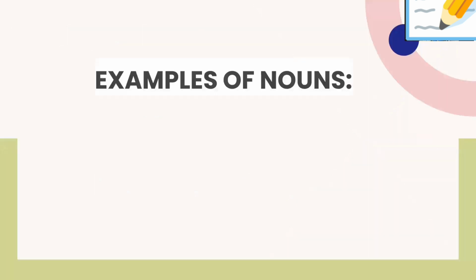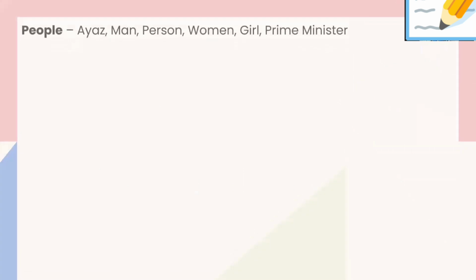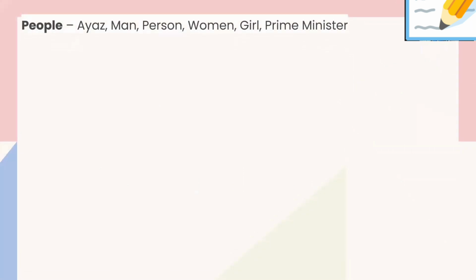For example, now I'm going to show you some examples of the noun so that you may understand furthermore what is a noun. If we talk about people, or persons, you can see on the screen examples like man, person, woman, girl, prime minister. These are the examples of persons, and they all are called nouns.